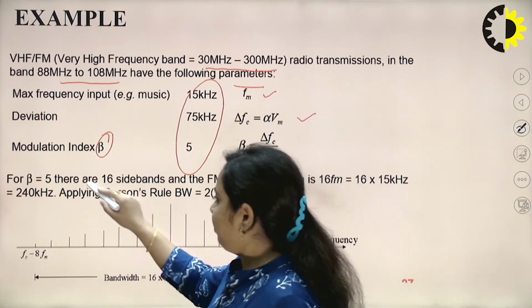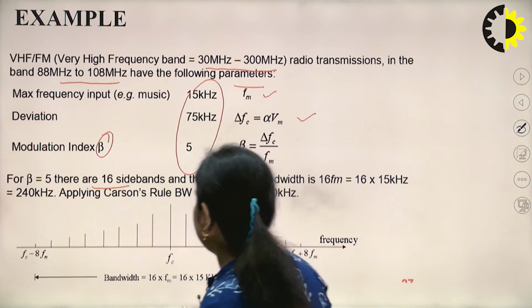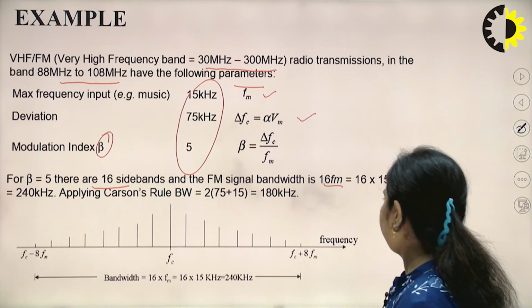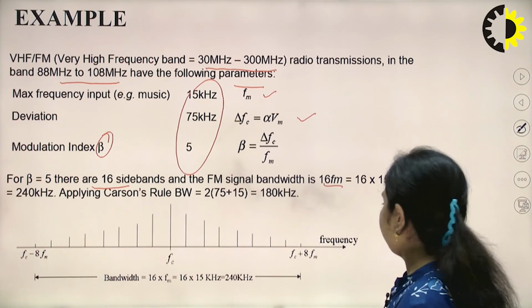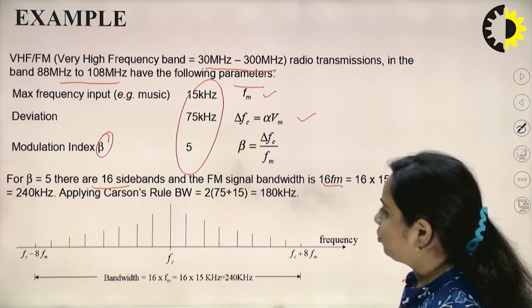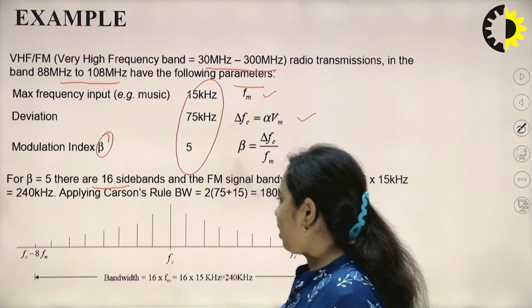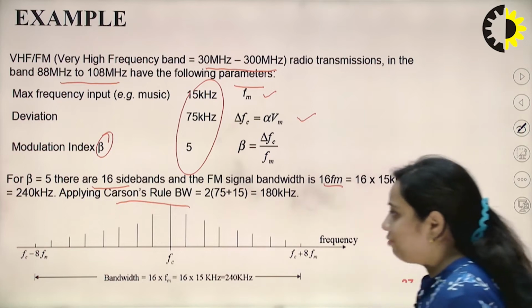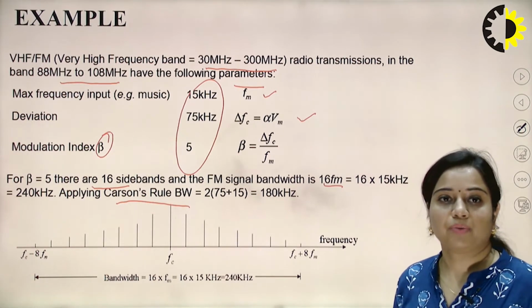For beta equal to 5, there are 16 sidebands and the FM signal bandwidth is 16 fm, which is equal to 16 into 15 kilohertz, and which is equivalent to 240 kilohertz. Now after applying Carson's rule, this Carson's rule is a very famous formula for bandwidth calculation of an FM signal.